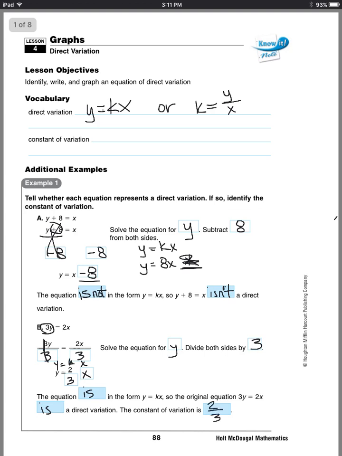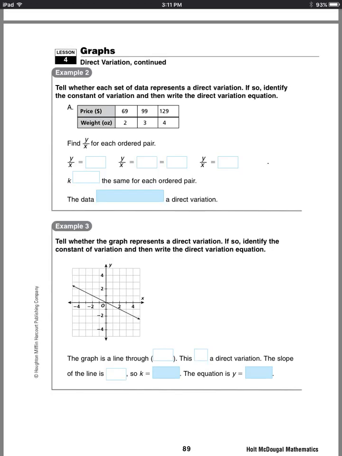The constant is the k. So the k is the constant. So whatever number falls underneath the k is what your constant is. Now we're going to look at direct variation in a table. Okay, so there we go. In the table, we are going to tell whether each set represents direct variation.